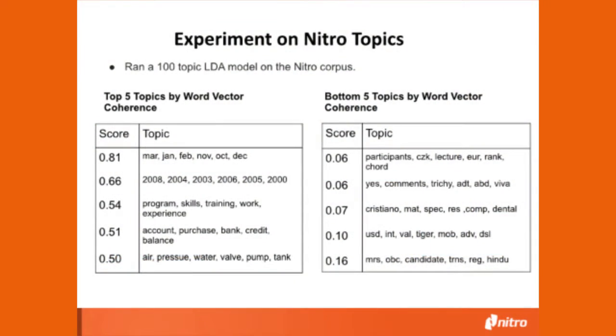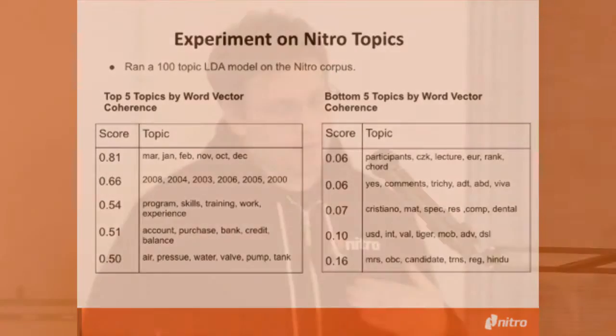So for example, we did this on our own topics that we learned from our own Nitro corpus. We ran a 100 topic LDA model on our Nitro corpus, and then we computed the word vector coherence of each of the learned topics. On the left, you can see the top 5 topics by word vector coherence, and on the right, you can see the bottom 5 topics. So I think you'd agree that the topics on the left are much more human interpretable than those on the right.